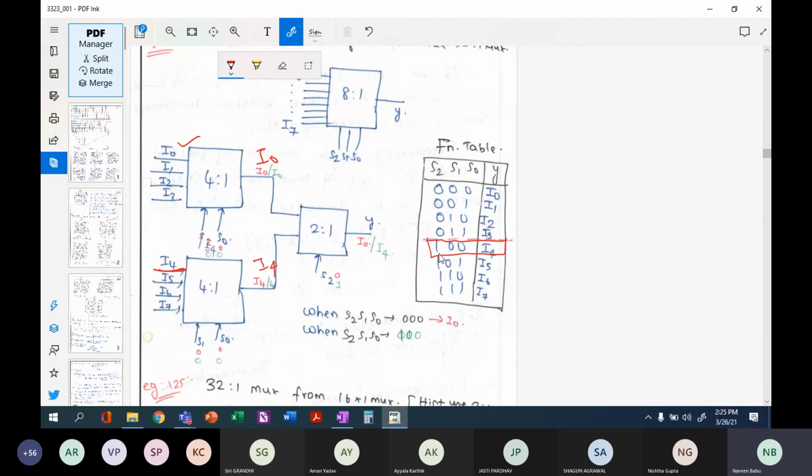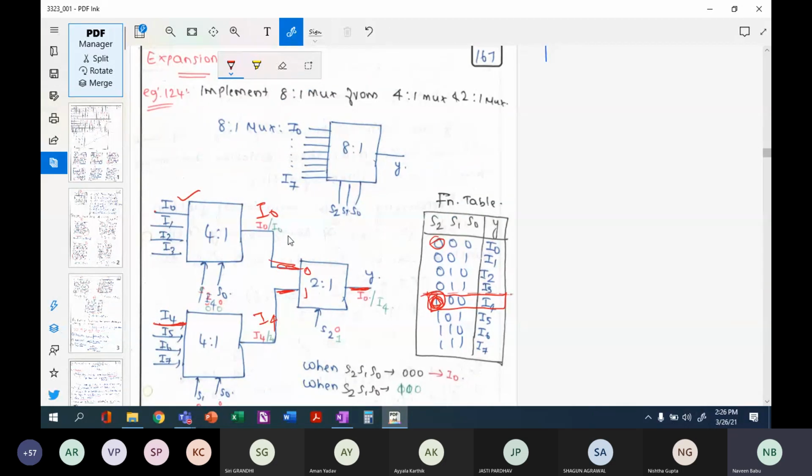So, and S2 corresponds to what? S2 corresponds to 1 here. When it is 1, this is 0, this is 1. So I4 will be transferred to Y. This is how it works. If this is 0, 0, 0, then I0 gets transferred to Y. So this is how the simple multiplexer works.